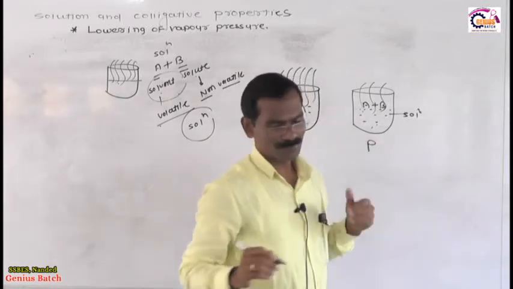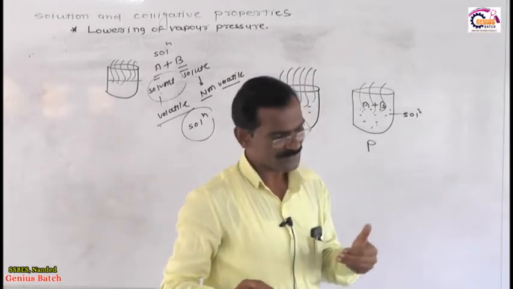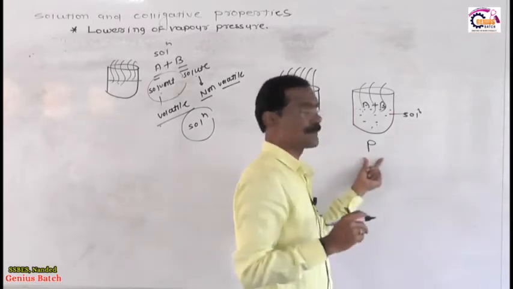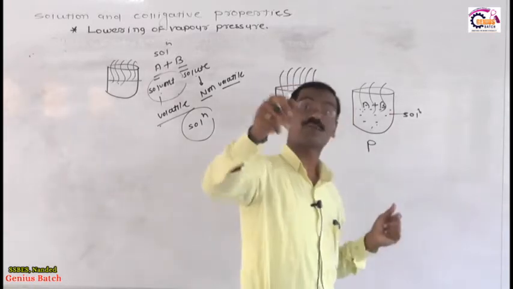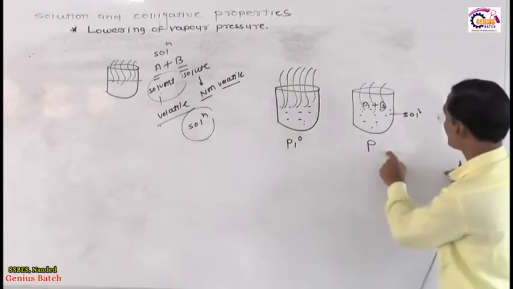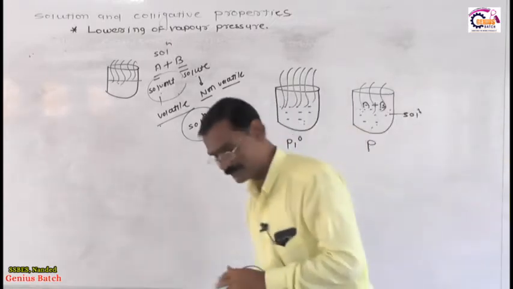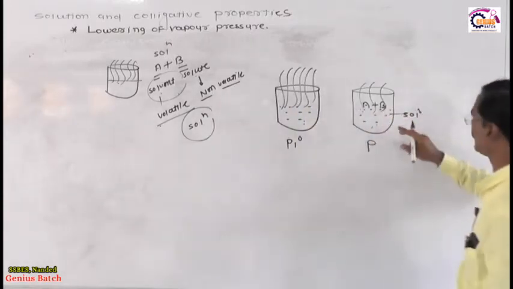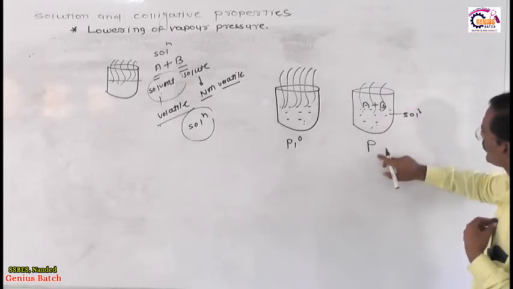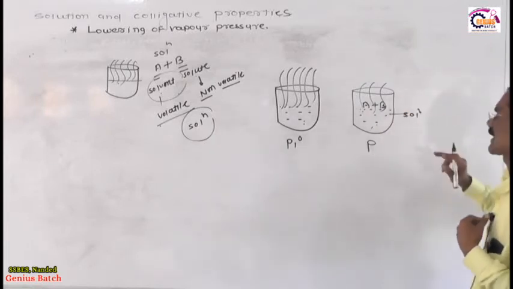What is P? P means the vapor pressure of the solution. If we consider P as the vapor pressure of a solution which contains a non-volatile solute, listen, in this solution the solute is non-volatile. So P is the vapor pressure of the solution which contains the non-volatile solute.